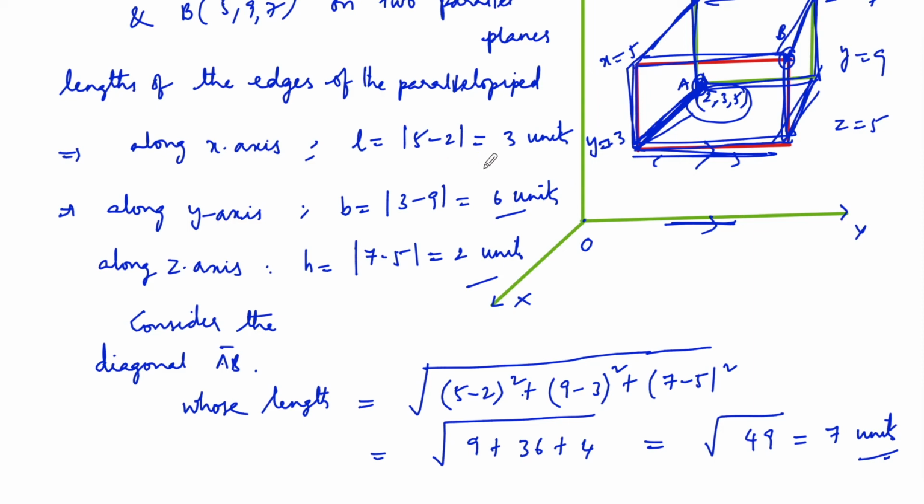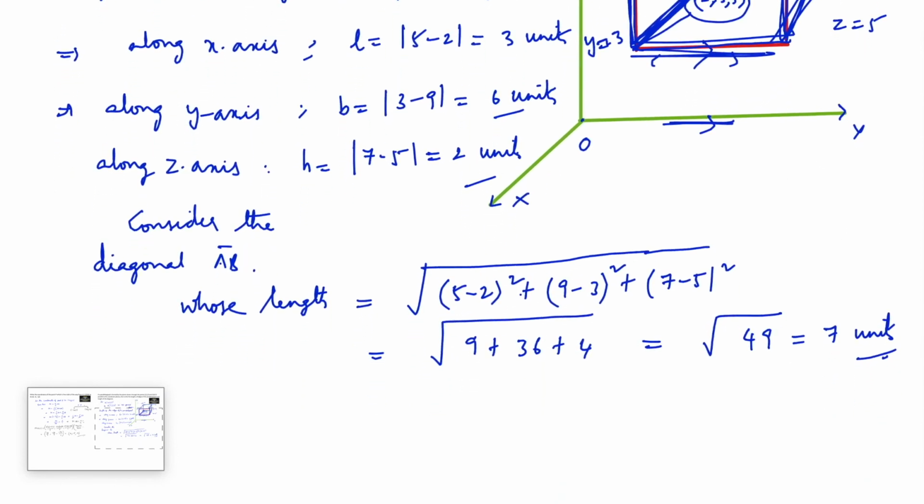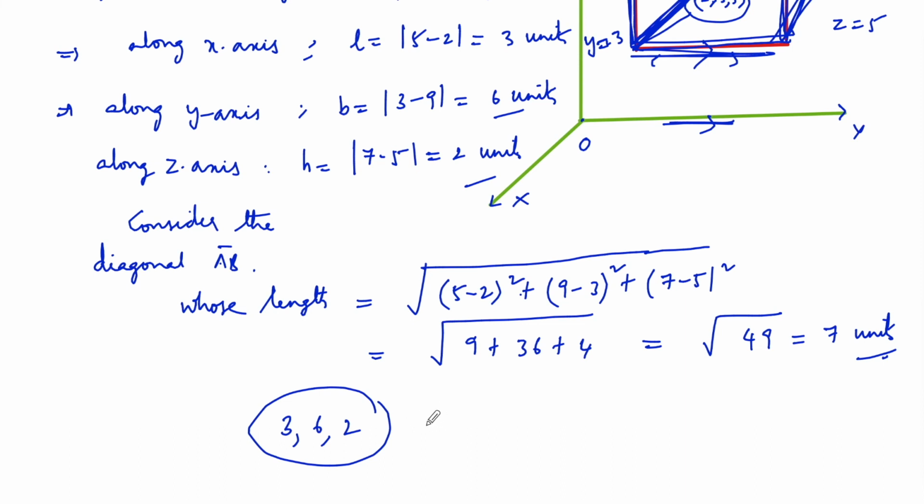So we conclude that the lengths of the edges are 3 units, 6 units and 2 units, and the diagonal is equal to 7 units. Okay.